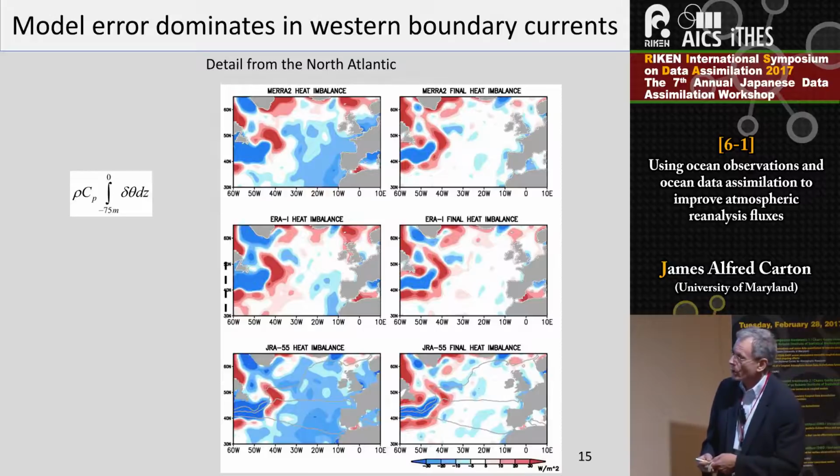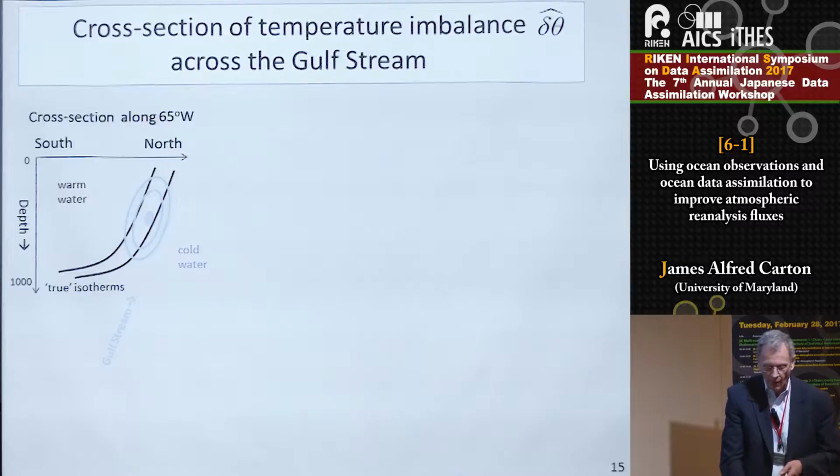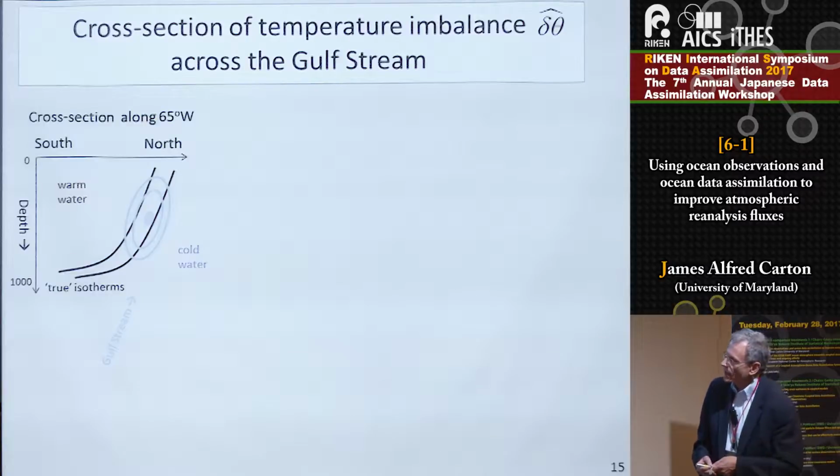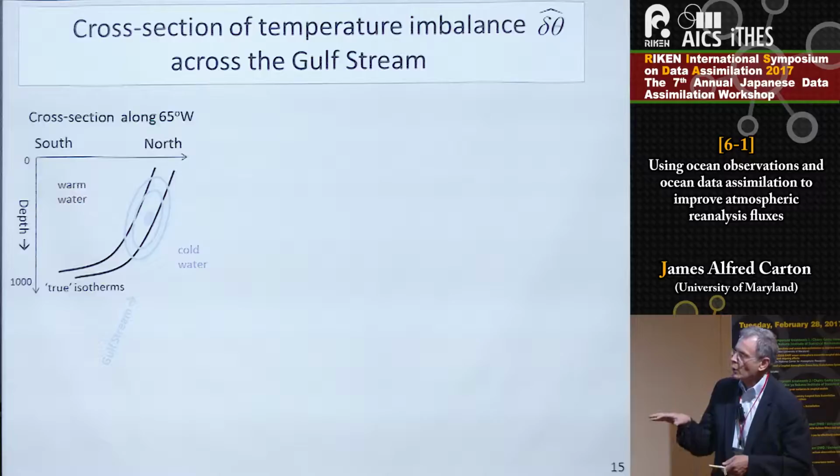So I'm going to show you a vertical section cutting across the Gulf Stream. So here's the Gulf Stream coming through right here. I'll show you that vertical section. And in schematic diagram, this is what that vertical section looks like. So there's a very strong temperature front. Vertical axis depth, horizontal axis latitude, very strong front. The thermal wind gives you that very strong Gulf Stream coming out of the screen.